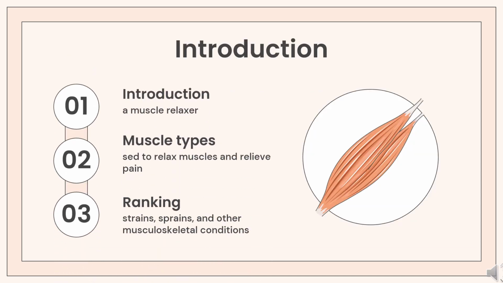What is metaxalone? Metaxalone, sold under the brand name Skelaxin, is a muscle relaxant medication used to relax muscles and relieve pain caused by strains, sprains, and other musculoskeletal conditions. Its exact mechanism of action is not known, but it may be due to general central nervous system depression.